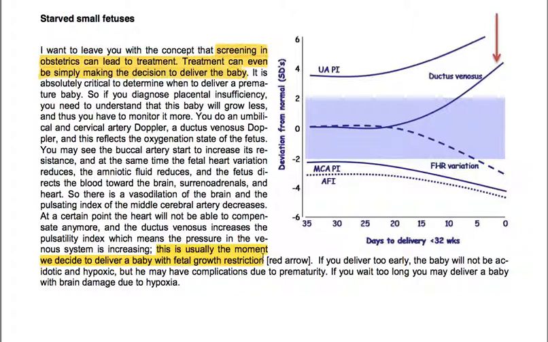If you deliver too early, the baby will not be acidotic and hypoxic, but he may have complications due to prematurity. If you wait too long, you may deliver a baby with brain damage due to hypoxia.